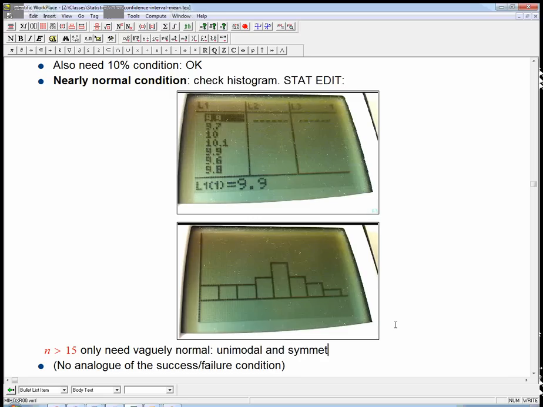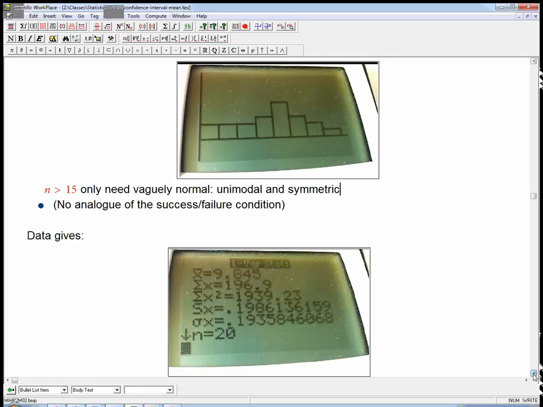Okay, this is a pretty tricky thing, something we're not going to prove: why is it 15? Well, it turns out from experience or just a lot more mathematics, you can show that it's going to work as long as it's vaguely normal to start with. So as I said, there's no analog of the success-failure condition to check. This isn't yes or no stuff. It's numbers. It's quantitative data, not categorical.